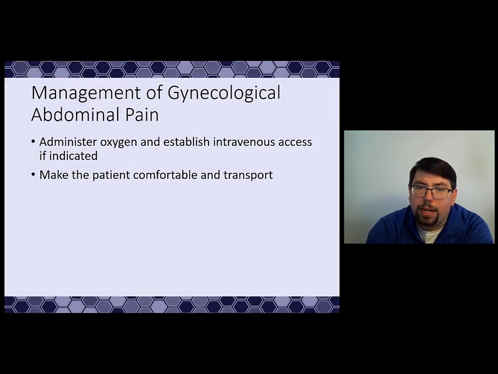Most of the time when you're dealing with abdominal pain in a gynecological patient, you're really going to follow some basic steps. Give them oxygen, make them comfortable, put them on the monitor if necessary, and again, gain IV access as a lifeline. Make the patient as comfortable as you possibly can, and then transport them. That's probably the most common ones that you would see.